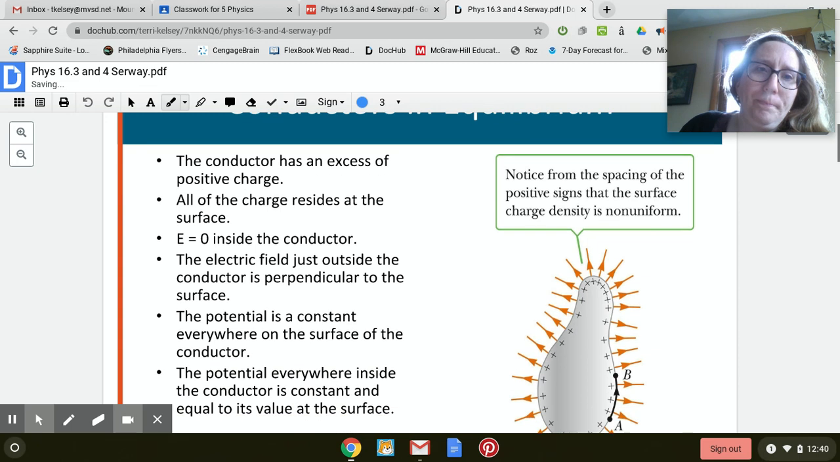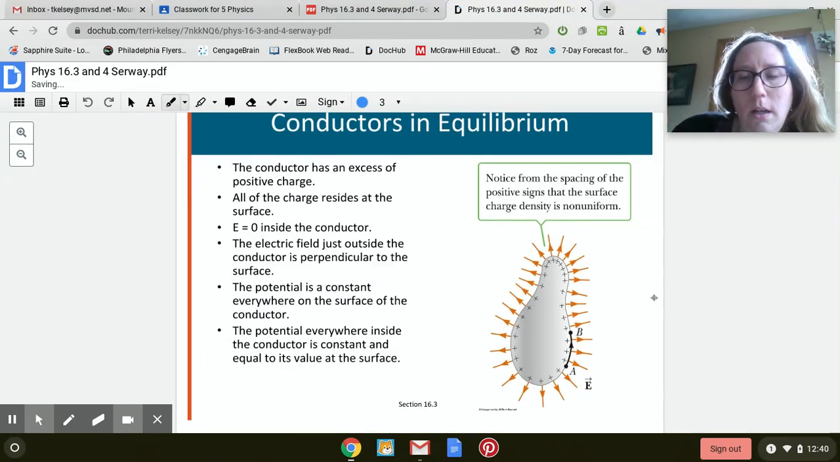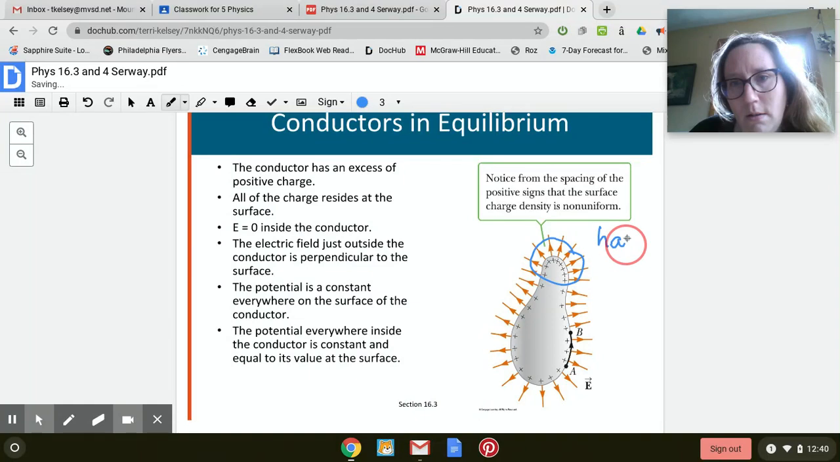Okay, so conductors in equilibrium. Let me zoom out just a little tiny bit. If you notice, we have a conductor here. A couple things. First of all, it is charged. It is positively charged. It has an irregular shape. And so if you're looking here, the charge is concentrated.